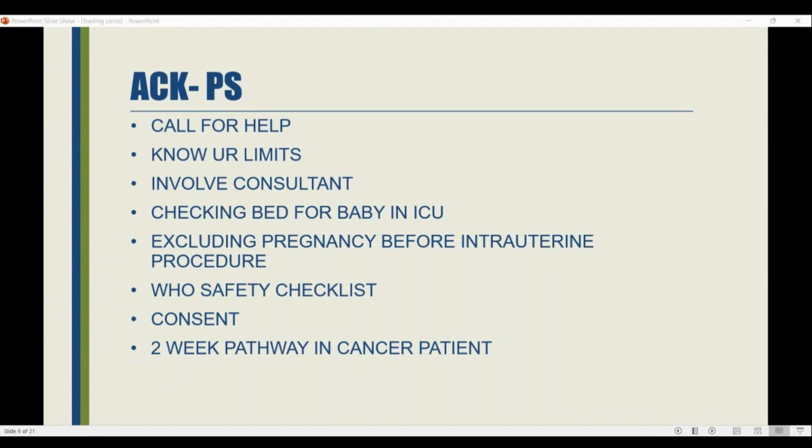Then if you're performing any intrauterine procedure, any hysterectomy or D&C or hysteroscopy, the first thing we need to do is exclude pregnancy, as we do in our own practice. So a UPT, a urine pregnancy test, is to be offered to the woman. Then in the pre-op patient, the WHO safety checklist is a big safety point.